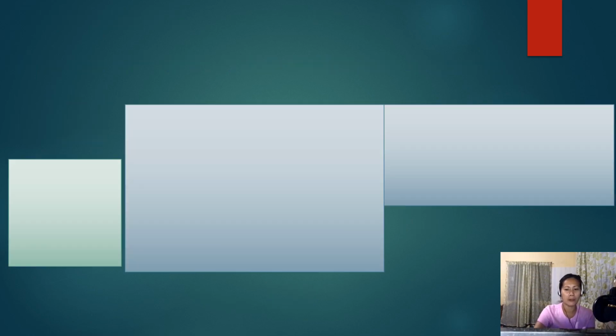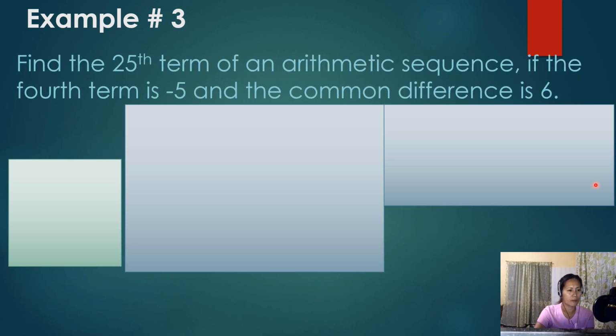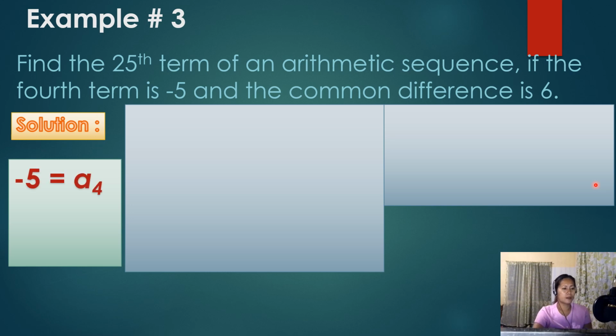Another example. Find the 25th term of an arithmetic sequence if the fourth term is negative 5 and the common difference is 6. So in this example, we only have our fourth term and the common difference. Negative 5 is our a sub 4 or the fourth term, 6 is the common difference, and we're going to find the 25th term.